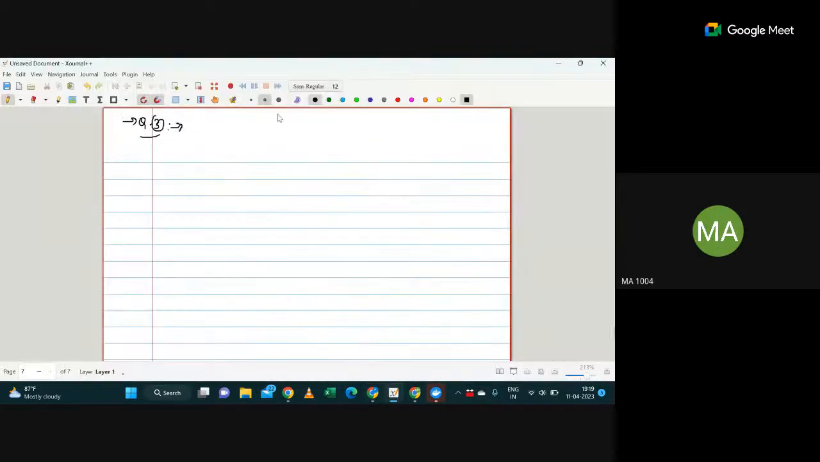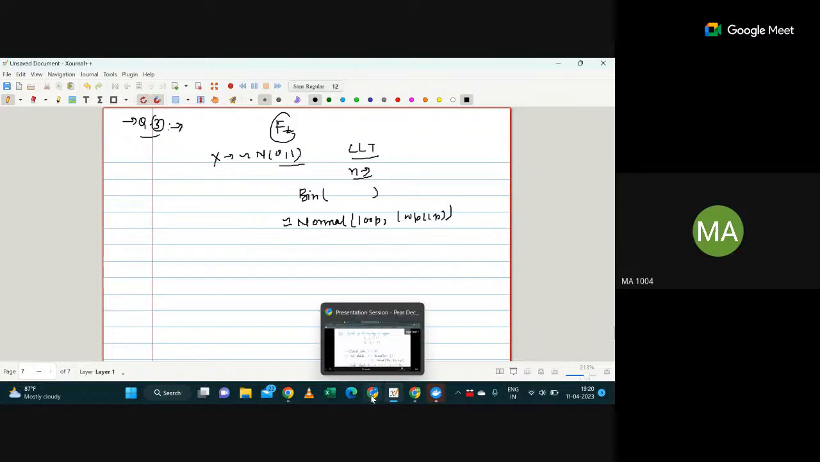Okay, so to compute F(z), what do you have to do? I have to convert the random variable into the form of a standard normal, right? As per the CLT concept, if n is large and there is a binomial, I can approximate it to the normal. Correct or not? Okay. Got it? So by the CLT concept.